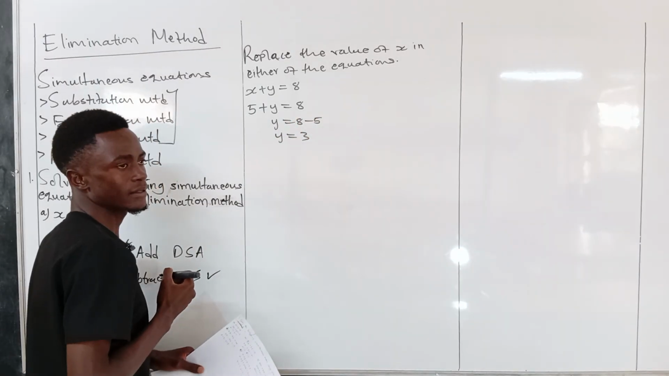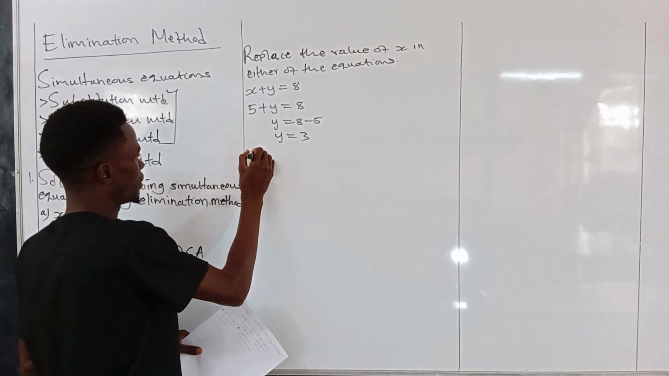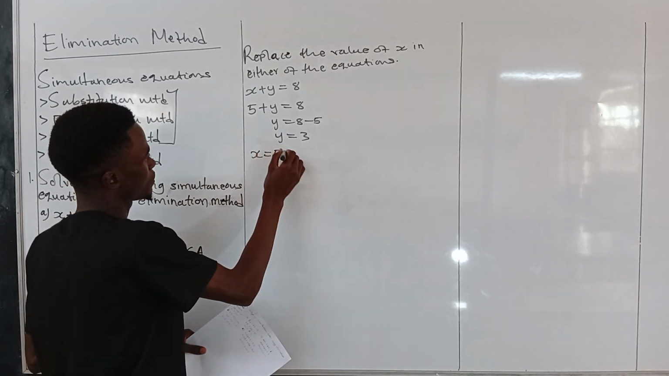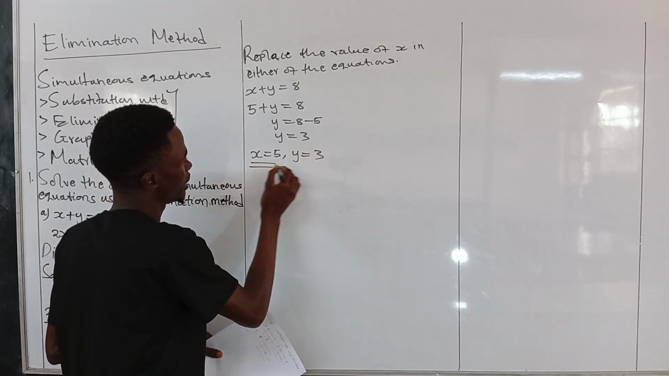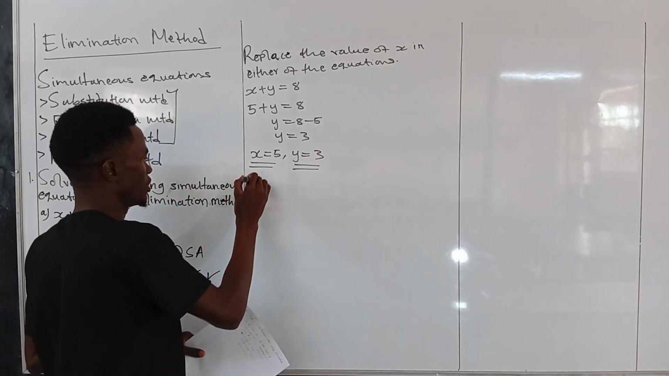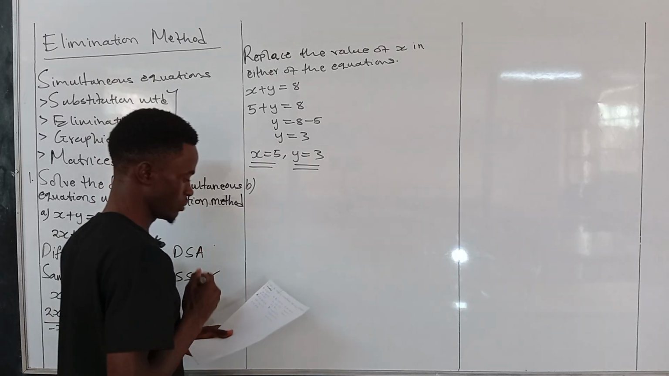So for our first case, the answer is that our value of x is equals to 5 and y is equals to 3. We are done with our first equation. So we come to the second equation.